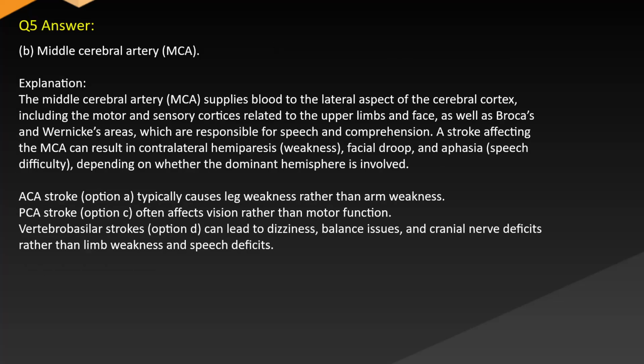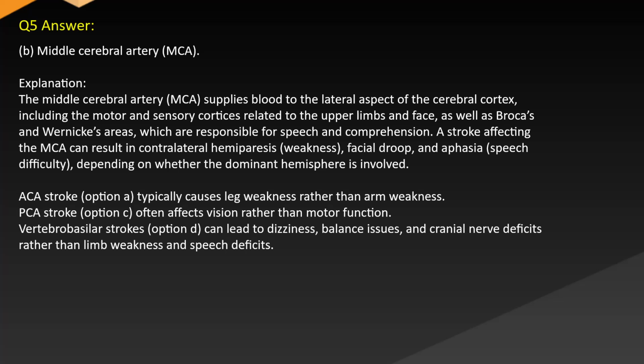Explanation: The middle cerebral artery (MCA) supplies blood to the lateral aspect of the cerebral cortex, including the motor and sensory cortices related to the upper limbs and face, as well as Broca's and Wernicke's areas, which are responsible for speech and comprehension. Stroke affecting the MCA can result in contralateral hemiparesis, weakness, facial droop, and aphasia, or speech difficulty, depending on whether the dominant hemisphere is involved.